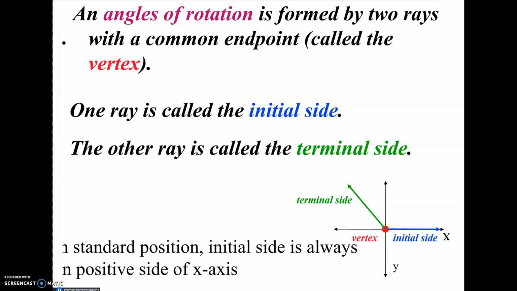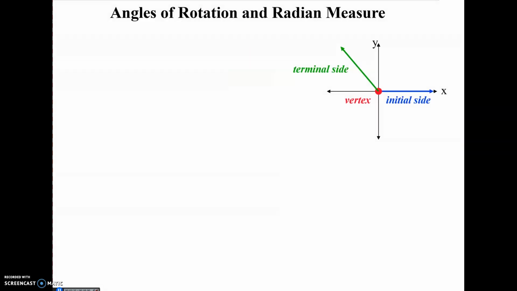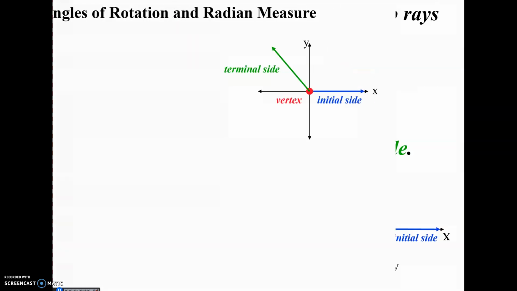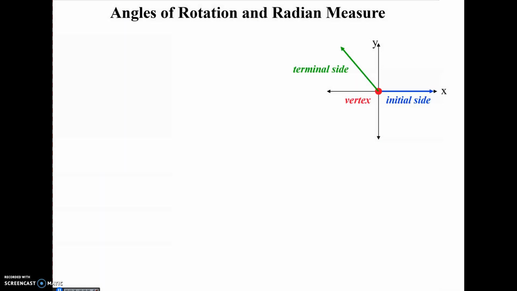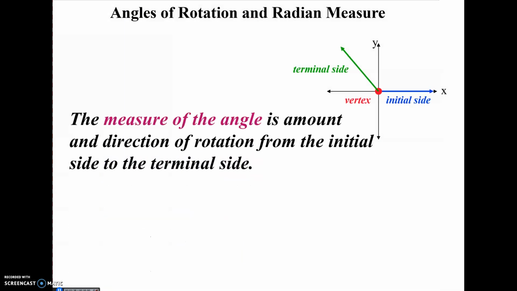And we always rotate this way. Now the measure of the angle is the amount and direction of the rotation from the initial side to the terminal side. So how much we rotate. And you want to show the direction of that rotation by putting an arrow there.